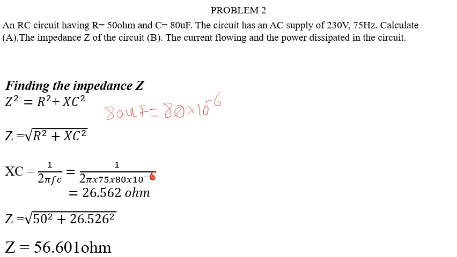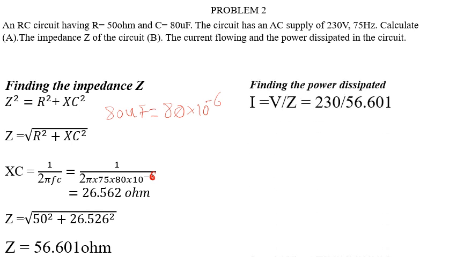They say we should find the impedance. So for B, we need to find the current flowing through and the power dissipated. Since we know the impedance, we can now use Ohm's law, V equals IZ. So finding the current, I is equal to V over Z. So it's 230 divided by our impedance. Then we get our current as 4.068 amps.